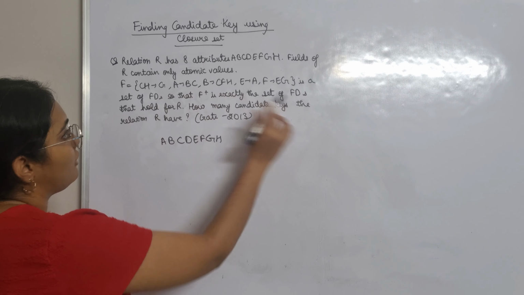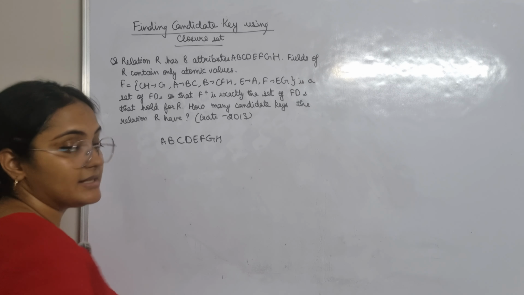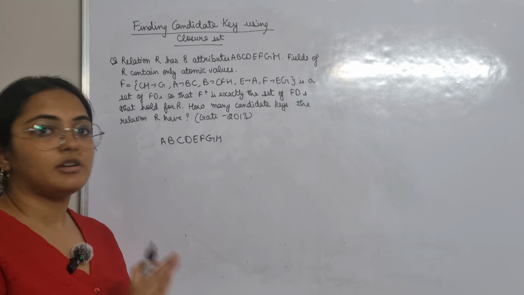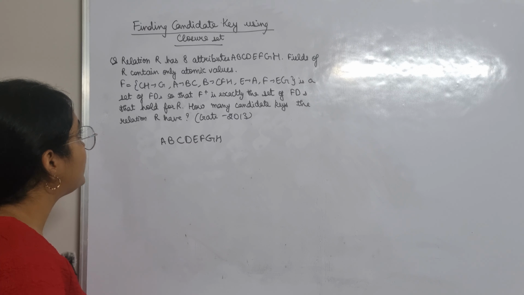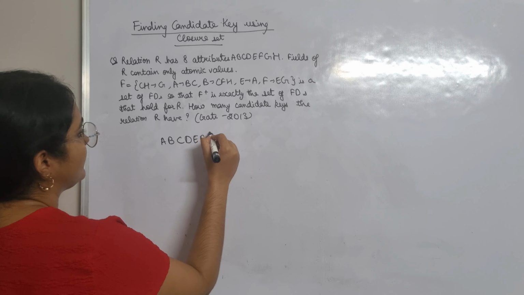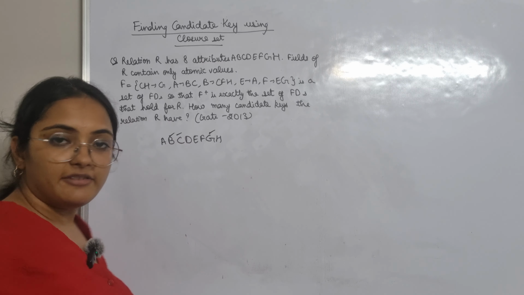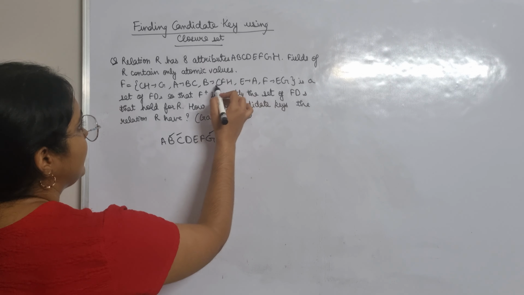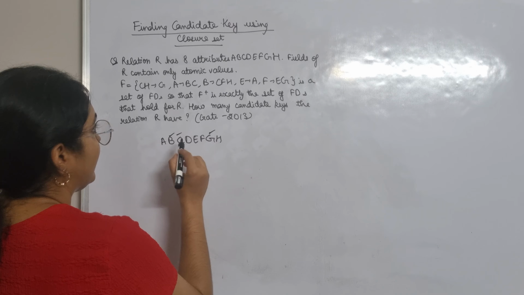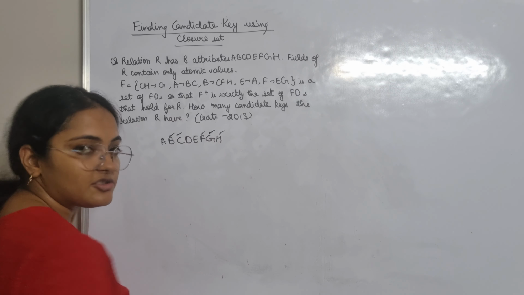So now find out all attributes that appear on the right hand side of any functional dependency, and segregate the ones that do not appear on the right hand side of any functional dependency. For example, here if you see, G appears on the right hand side of some functional dependency, BC appear on the right hand side, CFH appear on the right hand side. So C is already marked, F and H.